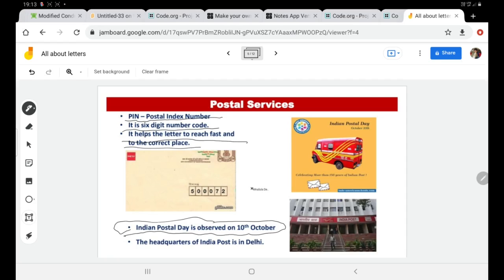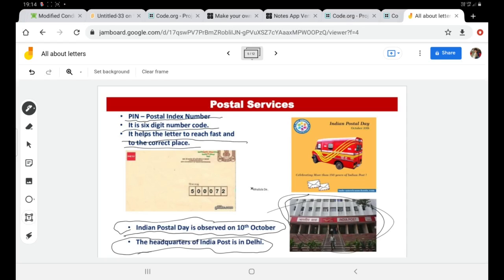Now you will be thinking, okay, it's observed on 10th October, so where is it observed? They celebrate it at the headquarters of India Post, which is in Delhi. We celebrate and observe it at the headquarters. Like this, you can see how big this building is. You can see all the small India Post shops like that, but this is a very big India Post building and it is in Delhi.